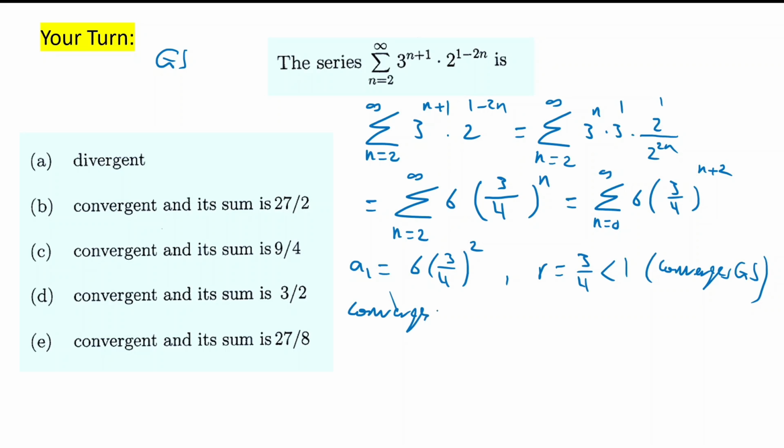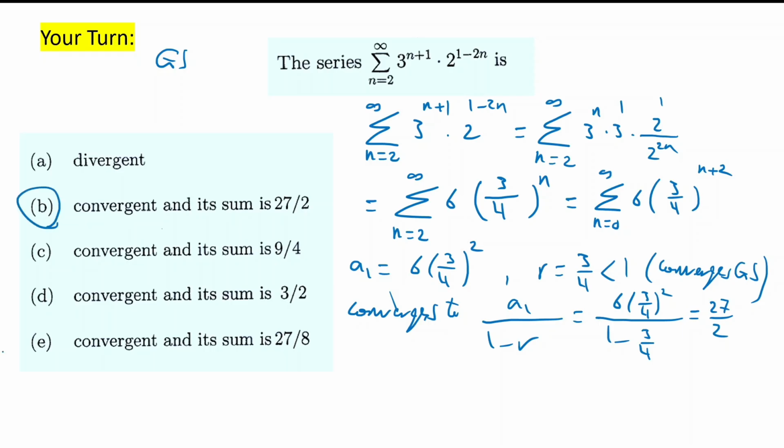It converges to A1, the first term, over 1 minus r. Try. This is 6, 3 over 4 squared divided by 1 minus 3 over 4. If you use your calculator directly, it will be 27 over 2, which is B. I need to see, we're not going to ask any multiple choice questions, you know. That's why I need to show the steps, what I'm doing.